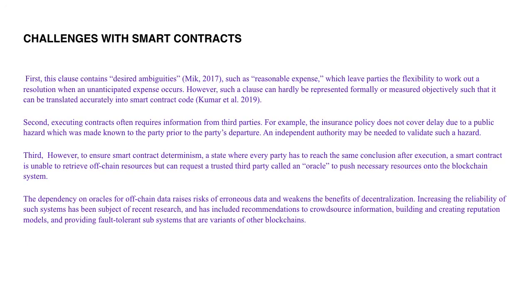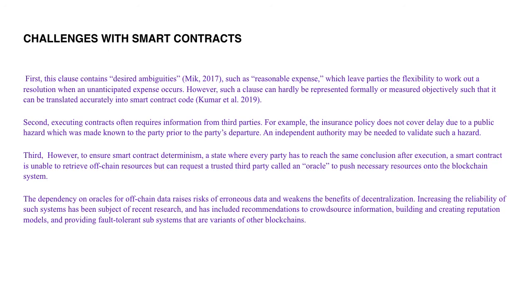There are different challenges with smart contracts, right? Like this clause, desired ambiguities such as reasonable expense leave the parties the flexibility to work out a resolution when an unanticipated expense occurs. So such a clause can hardly be represented formally or measured objectively, since a programming language contract code needs exact specifications, like what are the terms and conditions, like, say, if it's delayed, what are the reasons by which it's delayed, what are the acceptable reasons why it's delayed. And firms, both the insurance company and the customer, will hesitate to sign something that is so specific, right? That's why they leave it open ended.